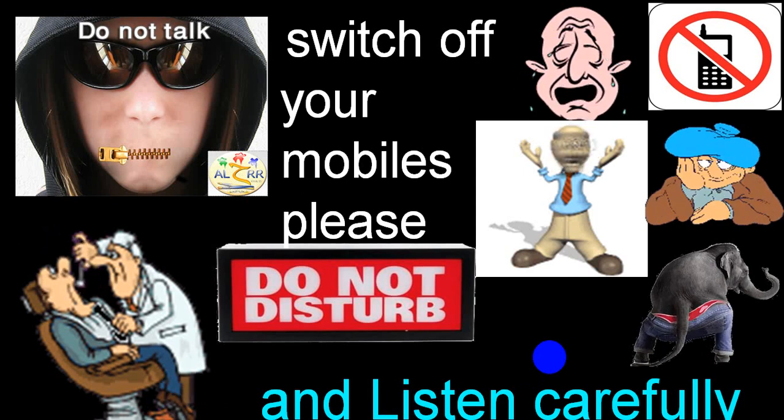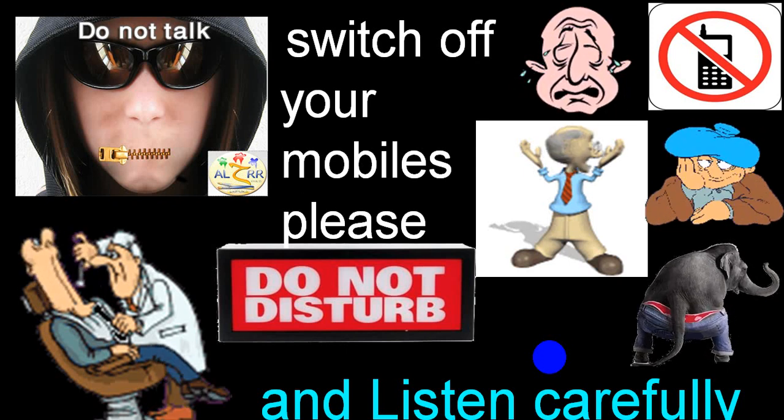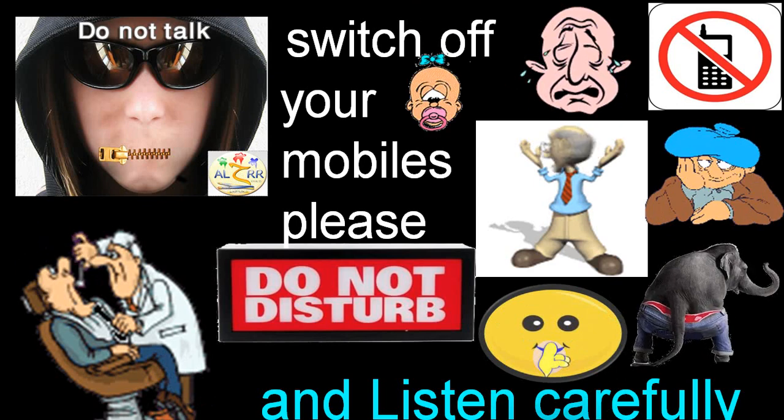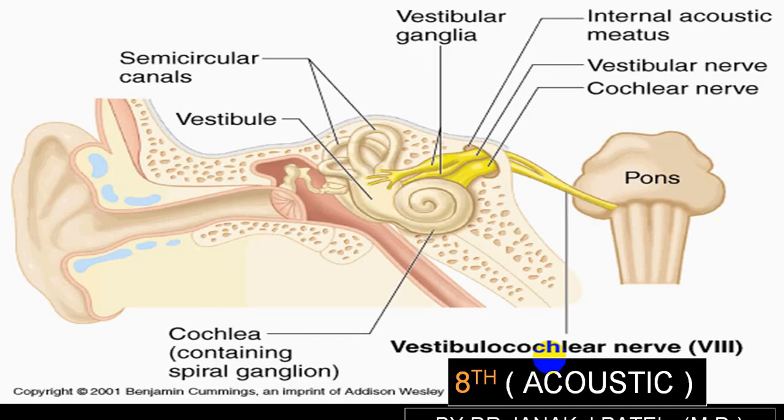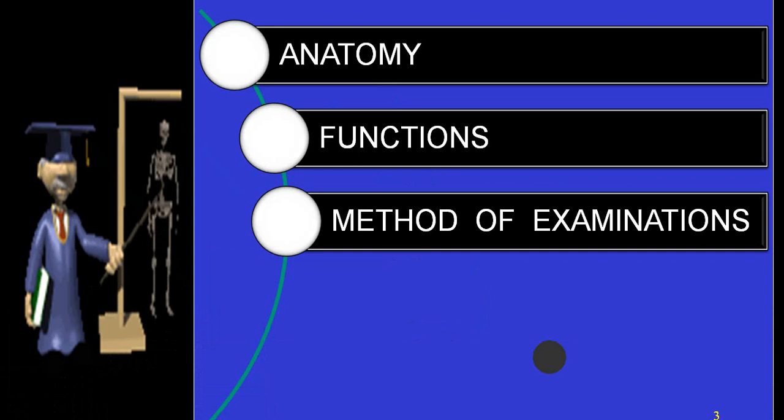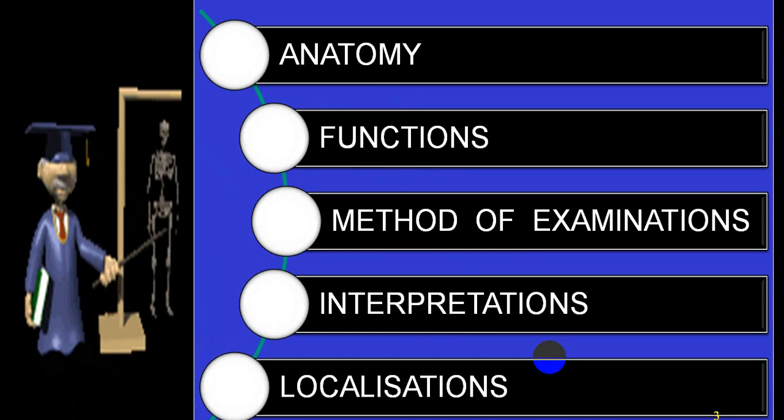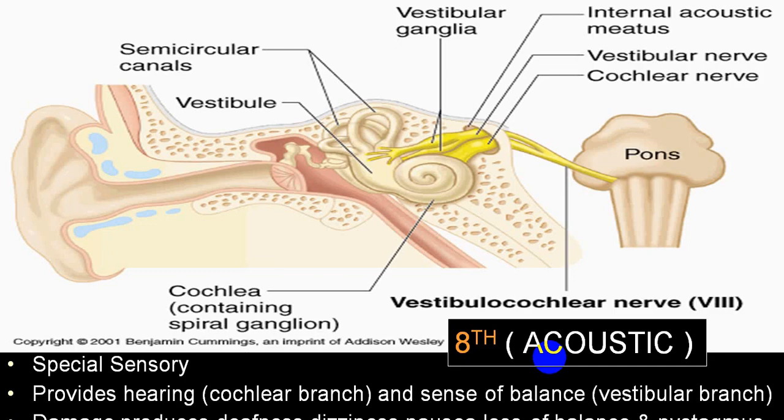In continuity with the previous series on cranial nerve examination, this is examination of the 8th cranial nerve, which we call the acoustic nerve, or also the vestibulocochlear nerve, which has two portions, vestibular division and cochlear division. So we'll be dealing with this particular cranial nerve, the 8th cranial nerve. We'll be talking about anatomy, function, method of examination, interpretation and localization. So we'll be dividing into two parts.